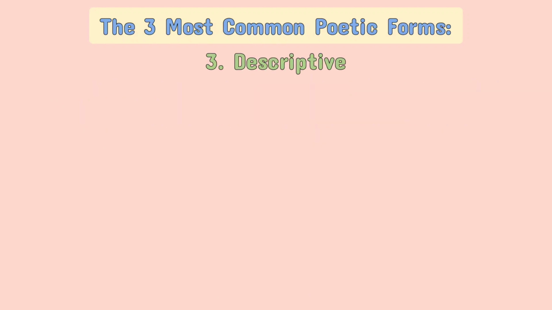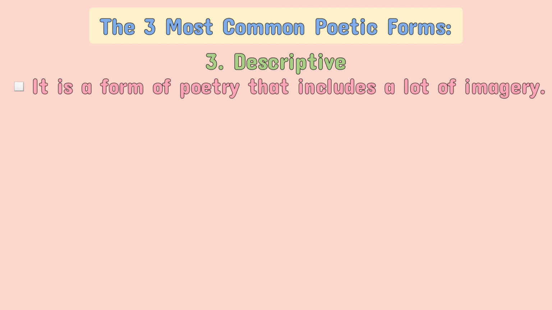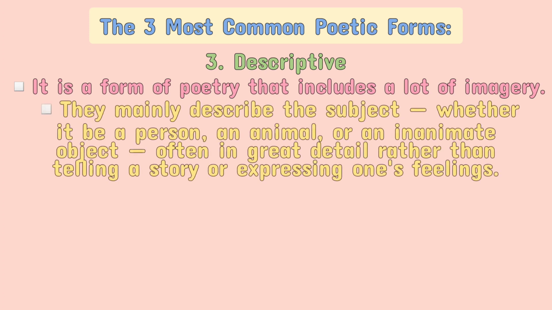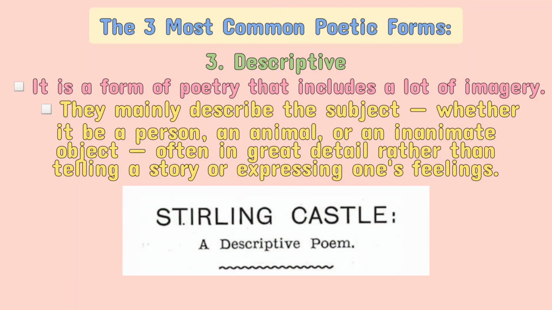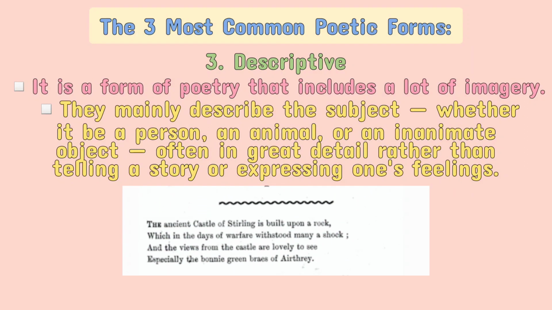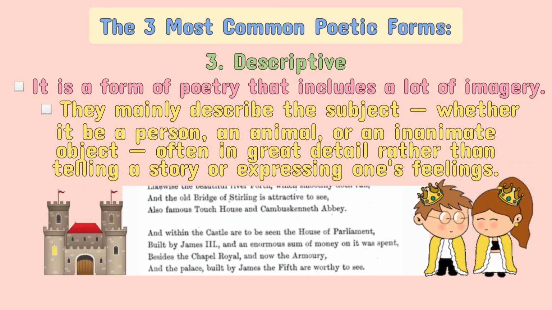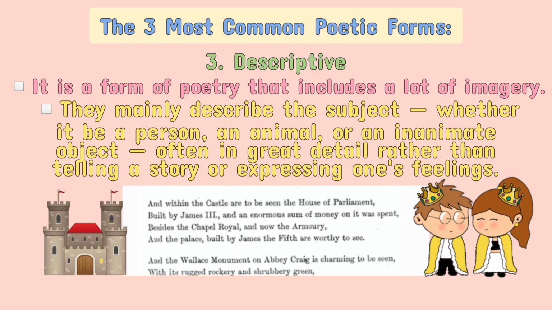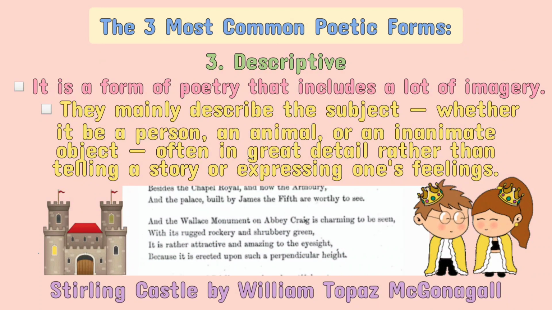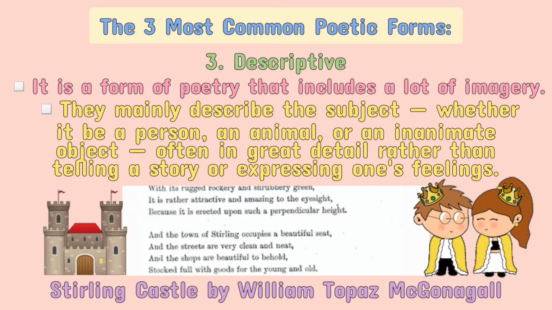Number 3, descriptive. It is a form of poetry that includes a lot of imagery. They mainly describe the subject, whether it be a person, an animal, or an inanimate object, often in great detail, rather than telling a story or expressing one's feelings. An example of this is Stirling Castle by William Topaz McGonagall.